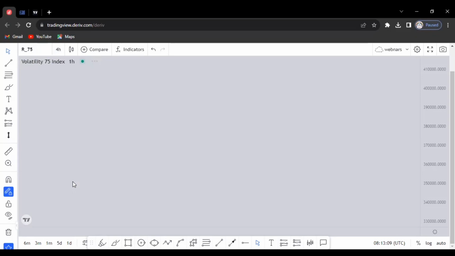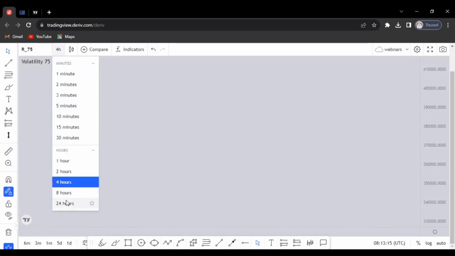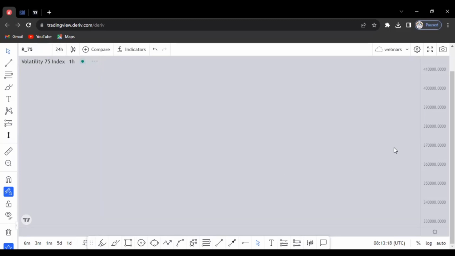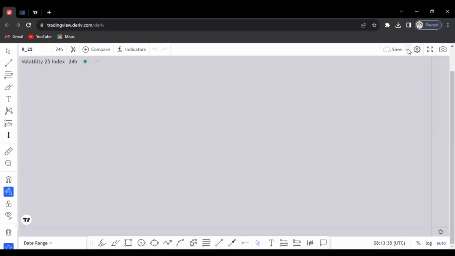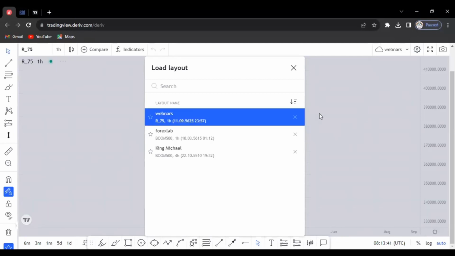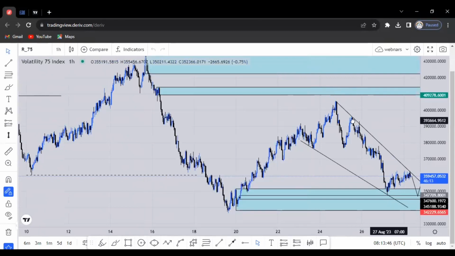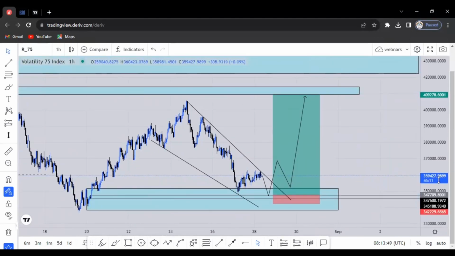So that's what is currently happening on volatility 75. I'm expecting buying opportunities. So we're expecting buying opportunities on volatility 75. Right. So this is the setup.